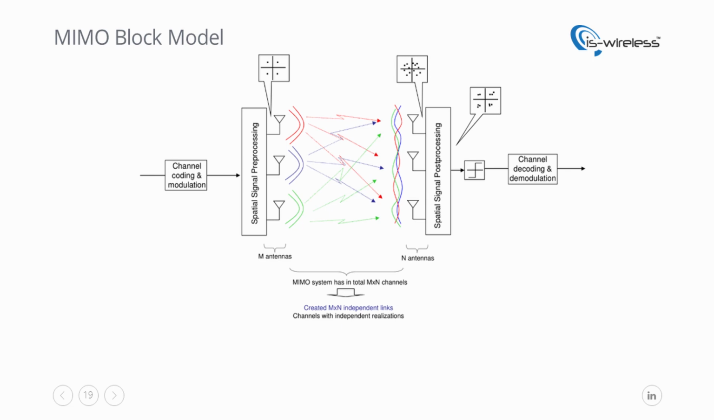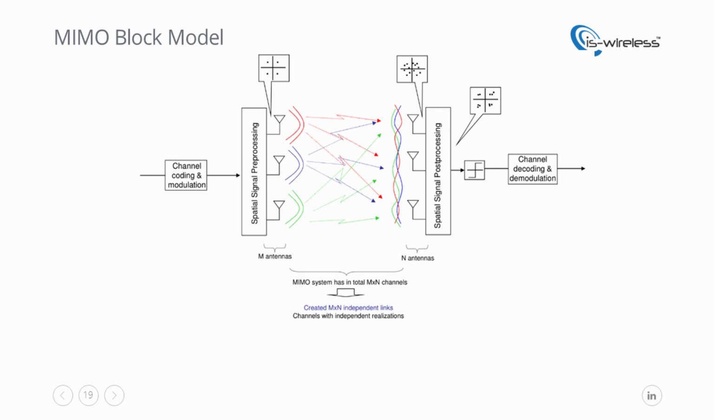Now we'll discuss the MIMO block model. Let's begin with the channel coding and modulation block, where modulated bits go to the MIMO transmitter. Here, the transmitter puts the bits into the M number of antennas. Then on the second side, we have the MIMO receiver with the N number of antennas. In the last step, we have the demodulation and channel decoding process. The MIMO model has in total N multiplied by M channels, where each of the channels has different signal fluctuations over time, like phase and amplification.